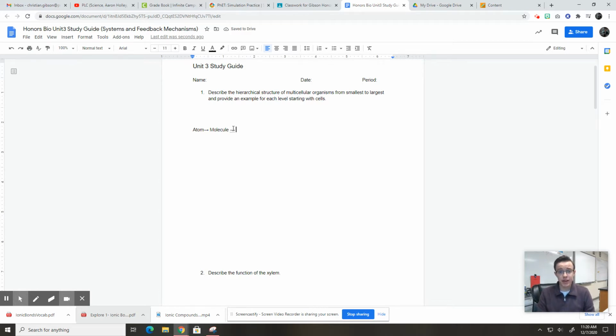A molecule is just one or more atoms put together. Now, there are really small molecules, like water and carbon dioxide, and there are also really big molecules, what we call macromolecules, like carbohydrates, lipids, proteins, nucleic acids, like your DNA and your RNA. And we're going to have a unit where we talk about those specifically, so I won't go into a ton of detail there.